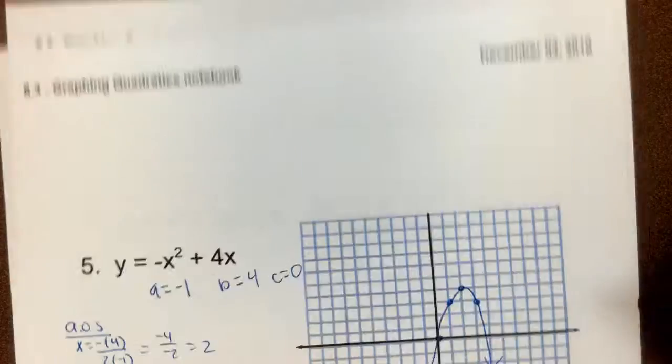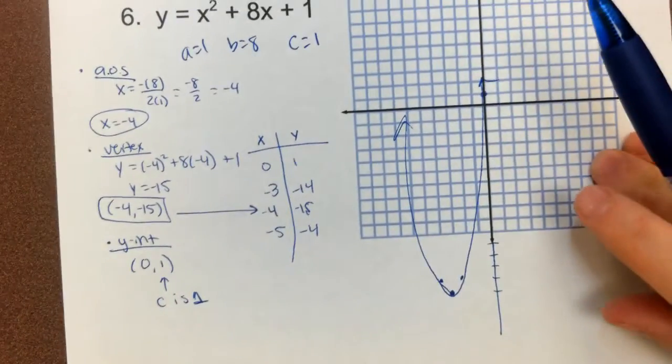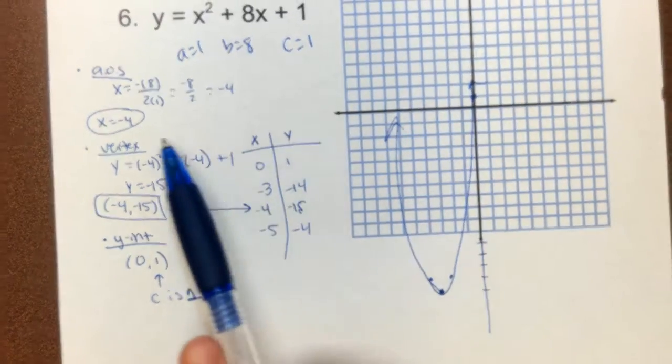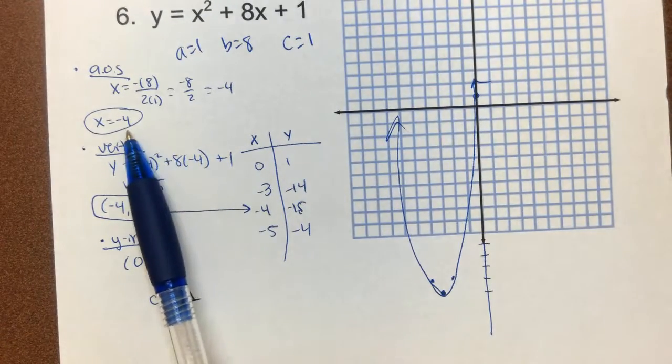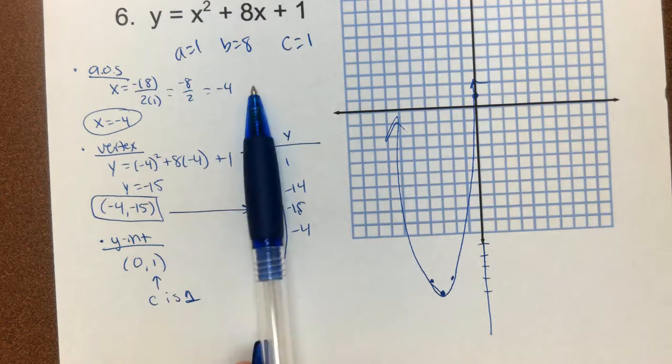All right, let's talk about 6. 6 was a little weird because it went off the graph, but hopefully all of this information is good for you. So the axis of symmetry ended up being -4. The vertex was (-4, -15). The y-intercept was (0, 1) because C was 1.